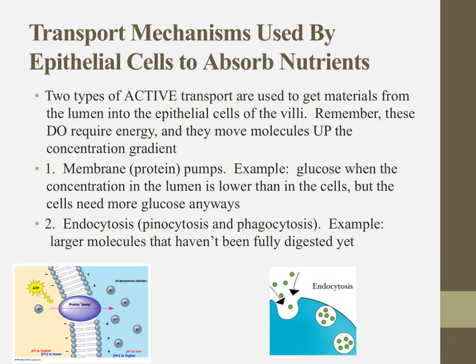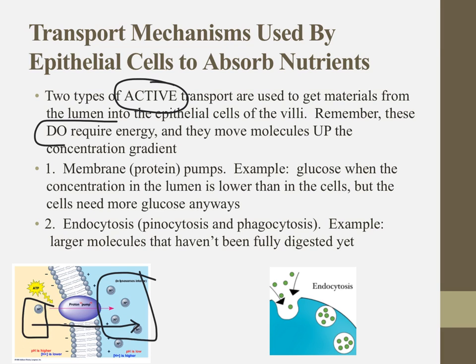Now, let's say my villus already has a pretty high concentration of glucose, but in the lumen of my small intestine, there's still glucose sitting in there that I want to make sure that I absorb. In order to get that glucose into the cell and go against the concentration gradient, I'm going to need to use active transport. Remember, this requires energy, because I'm moving things against the concentration gradient. So although glucose can move via facilitated diffusion, it can also move via active transport. It all depends on the concentration gradient.